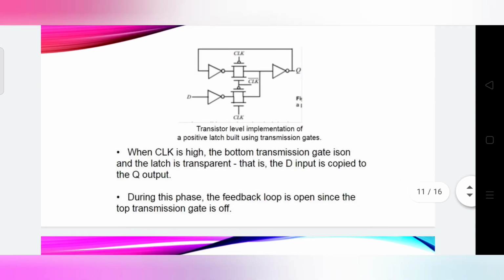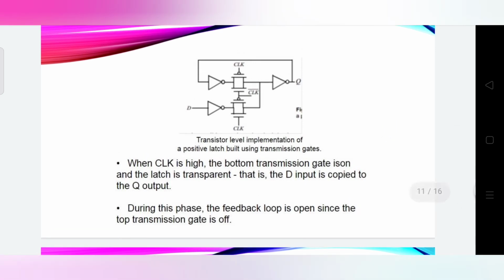Here is a transistor level implementation of a positive latch built using transmission gates. In this latch, when the clock is high, the bottom transmission gate is on and the latch is in transparent mode. The D input is copied to the Q. During this phase, the feedback loop is open since the top transmission gate is off.